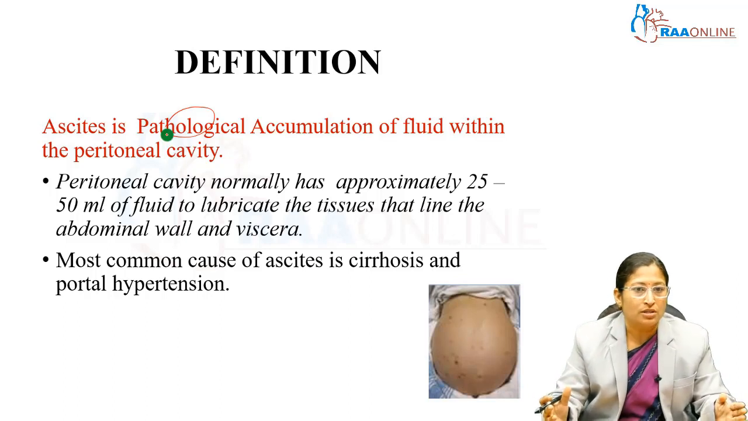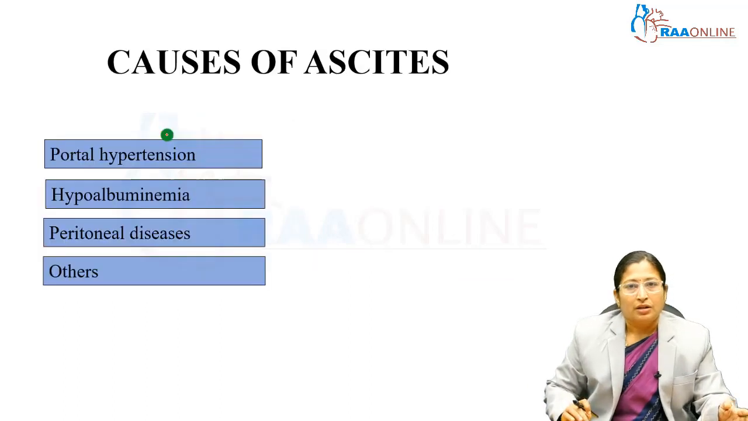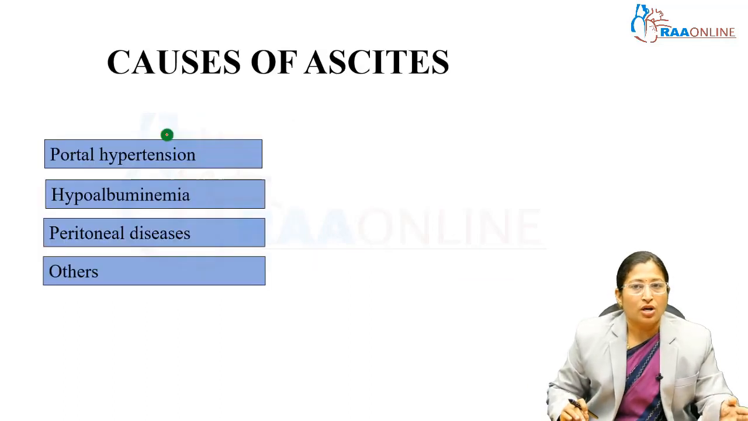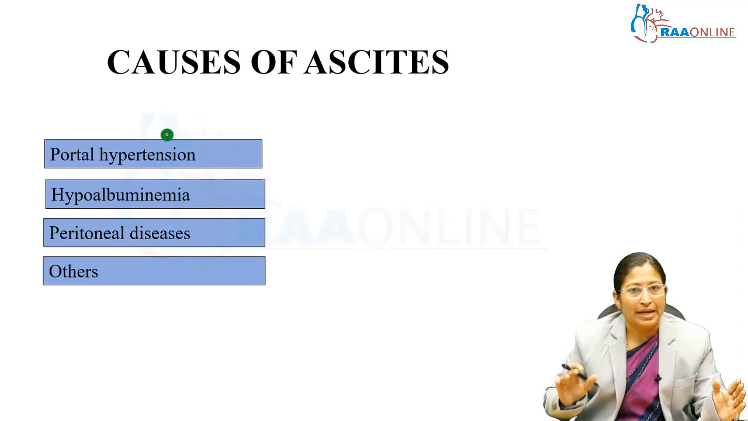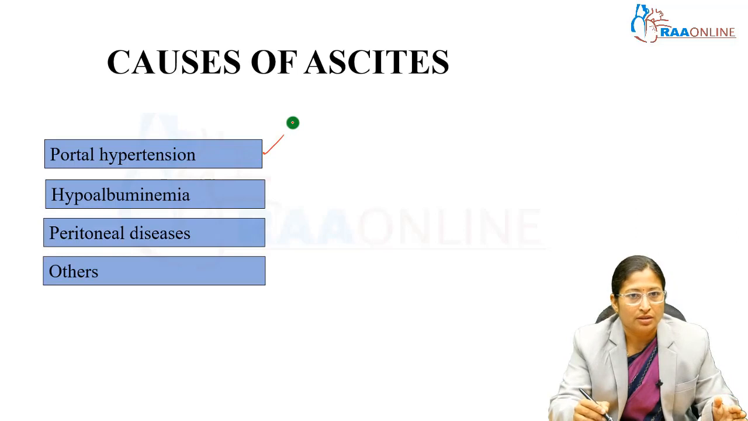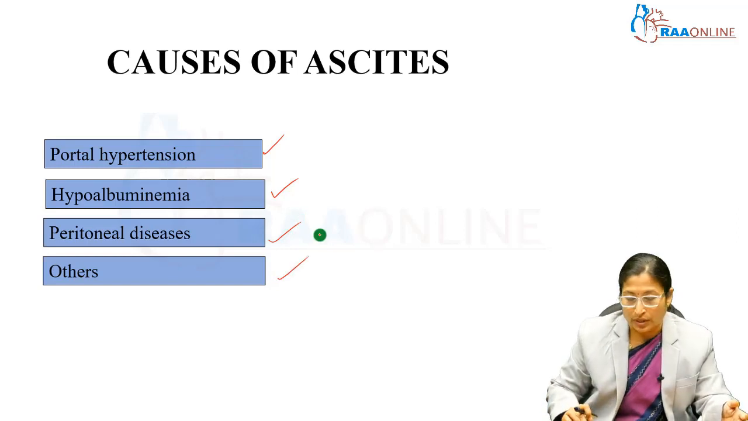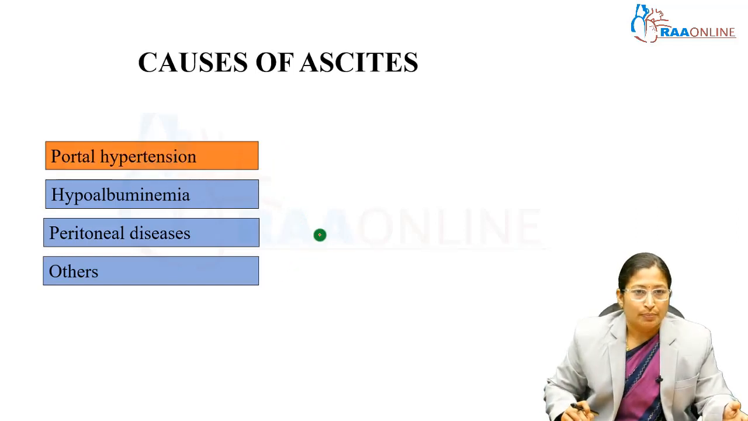And worldwide also, the most common cause of ascites is cirrhosis and portal hypertension. Now briefly into the etiology or causes of ascites. So the main 4 causes of ascites include portal hypertension, hypoalbuminemia (reduced serum albumin), peritoneal diseases and other miscellaneous causes. So we'll discuss this one by one. First, portal hypertension.